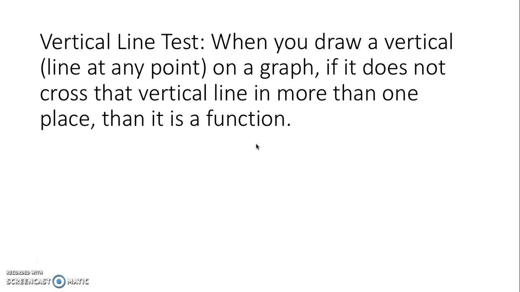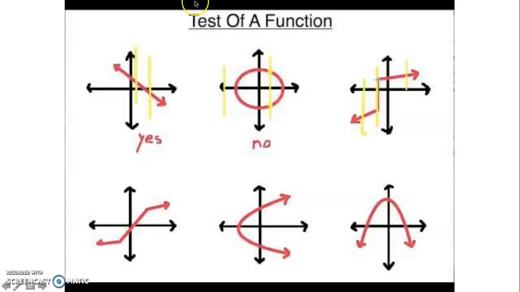Okay? I mentioned earlier how we can test a point on a graph to see when you look at a graph if it's a function. And it's called the vertical line test. When you draw a vertical line at any point on a graph, if it does not cross that vertical line in more than one place, it's a function. So let's take a look.